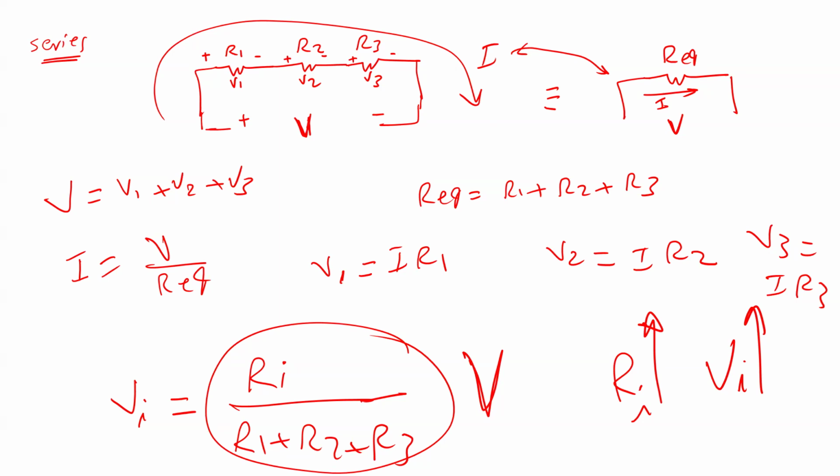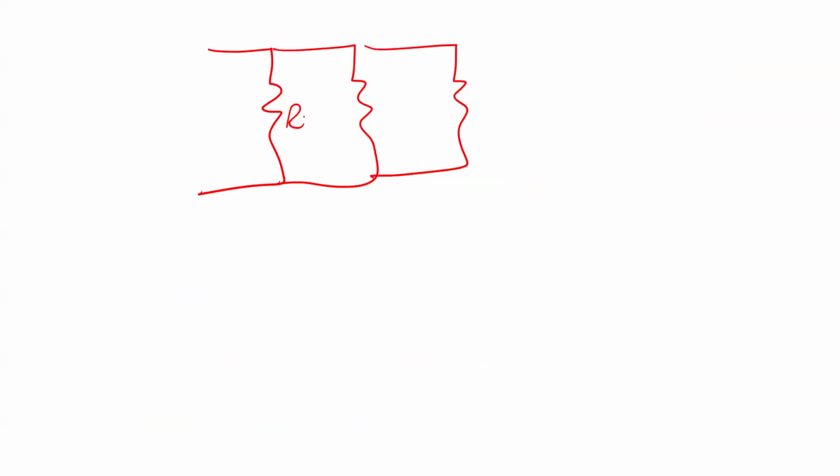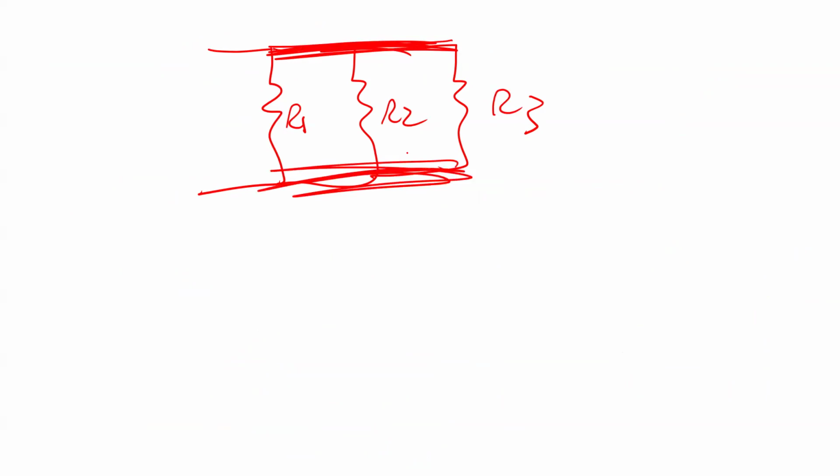Now I'm going to talk about parallel resistors. In the case of parallel resistors, they have a resistor this way, we have another resistor this way, and I have, for example, another resistor this way. I'm going to call them R1, R2, R3. They should have the same node here. If you call it parallel, they have to have the same node here and the same node here. Okay.